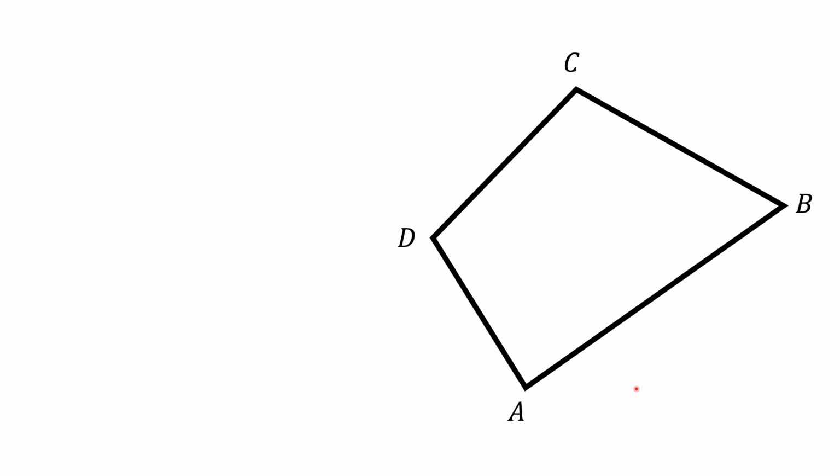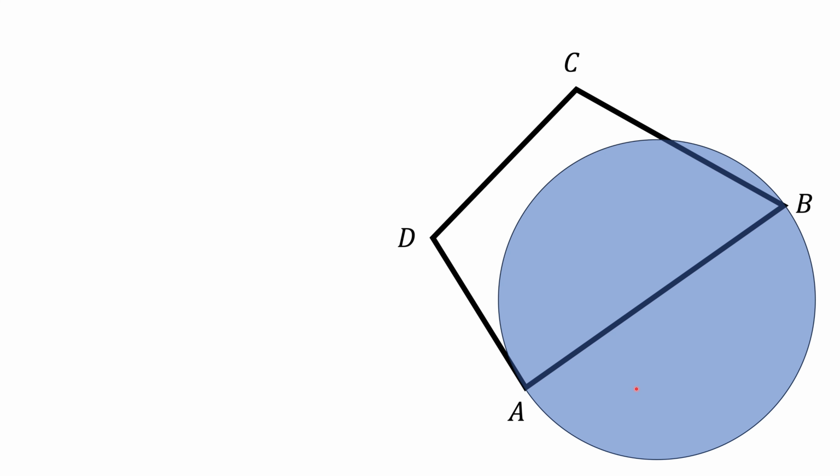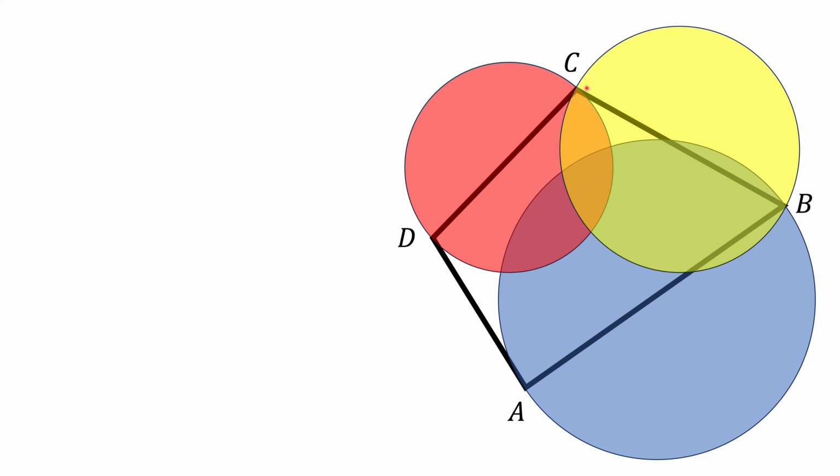Today we have a quadrilateral ABCD, an arbitrary convex quadrilateral. And what we're going to do is put circles on it. We're going to take this blue circle and put it on side AB, and side AB will be the diameter of the circle. In a similar fashion, we're going to take this yellow circle and make BC its diameter. Then we make CD the diameter of another circle, and AD the diameter of the fourth circle.